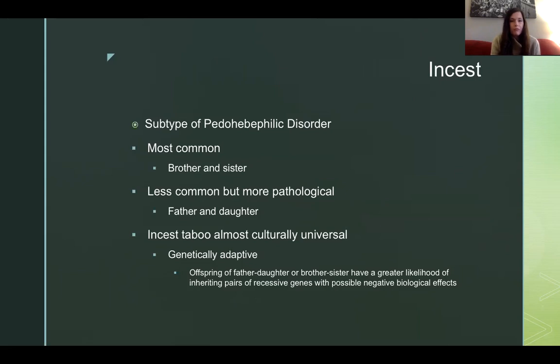The offspring of father and daughter or brother and sister have a greater likelihood of inheriting pairs of recessive genes with possible negative biological effects. So biologically, we are even deterred naturally from reproducing with our family members because we're too genetically similar. So there are very huge consequences for procreating with too close of family members.